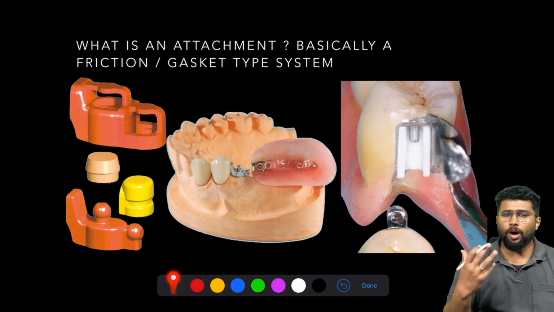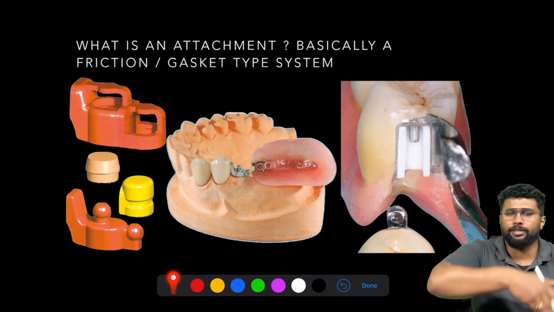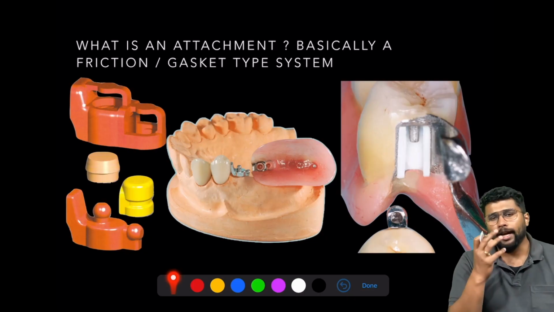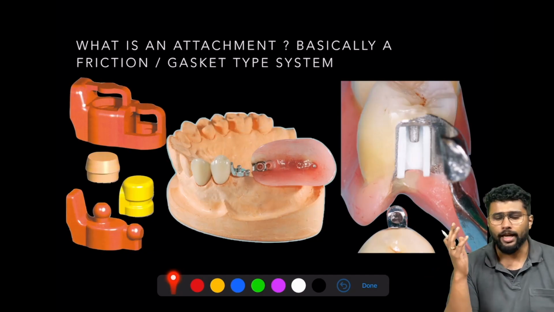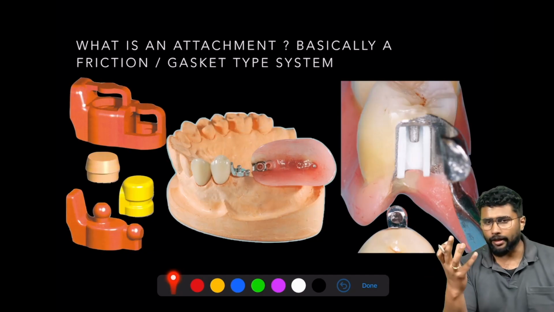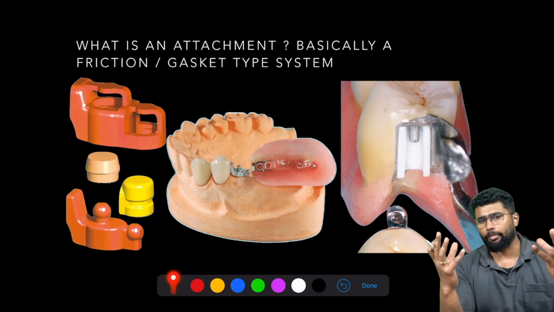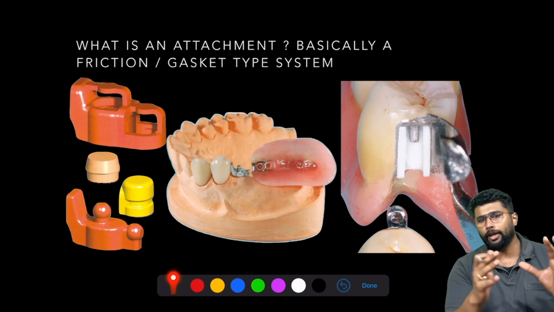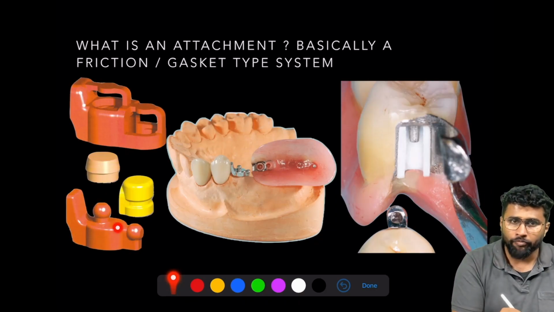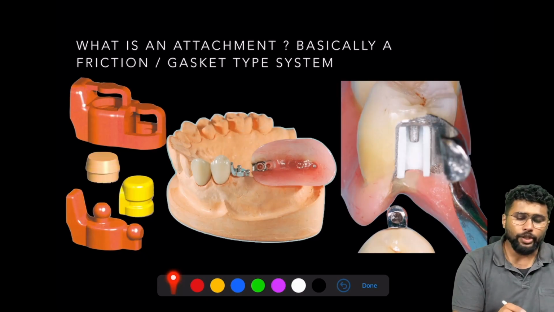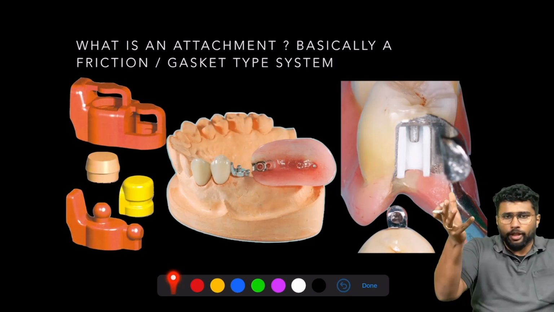Now, what is an attachment? I was telling you about precision and semi-precision. An attachment is basically a friction or a gasket type of system. You have a male component and a female component. The male component is usually a projection of some sort with a small undercut. So if you see here, you have a small projection with a small undercut in this region. And you have a female component, which is basically a receptacle or a housing.